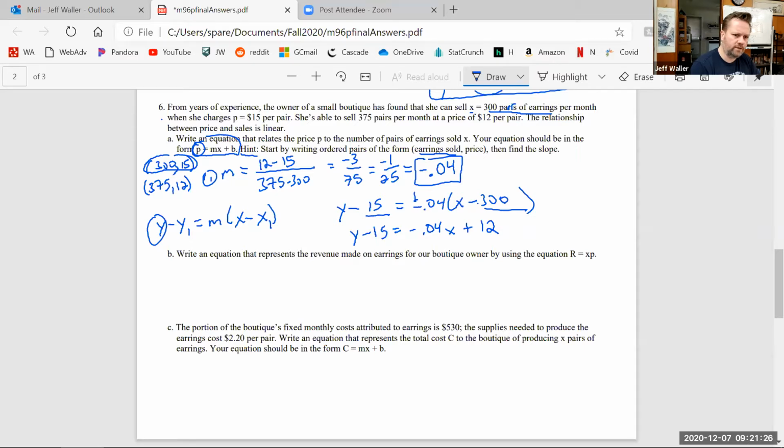And then the last thing I could do is what? What's still in the wrong place? Add 15 to both sides. Yeah, I'm trying to get y by itself, which of course is going to become p. So let me add 15, and change y to p. Price is negative 0.04x plus 27.